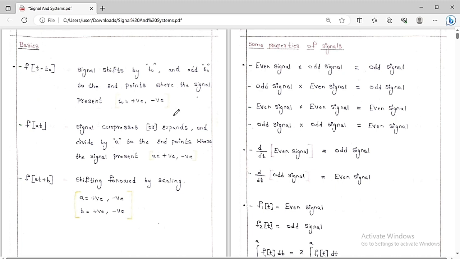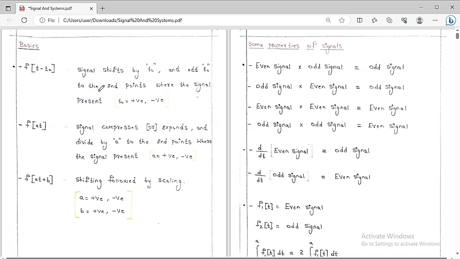So listen carefully. f(t - t0): the signal shifts by t0, and you add t0 to the endpoints where the signal is present. t0 can be positive, t0 can be negative.